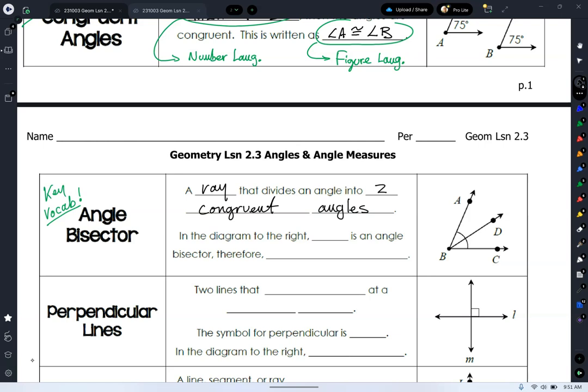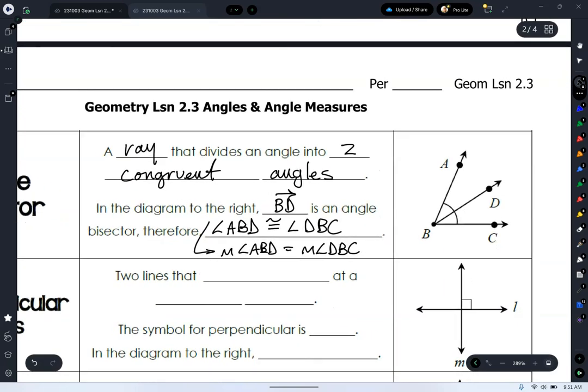So in the diagram to the right here, ray BD is an angle bisector. Therefore, angle ABD is congruent to angle DBC. Or likewise, we could say the measure of angle ABD is equal to the measure of angle DBC. Did you catch that?